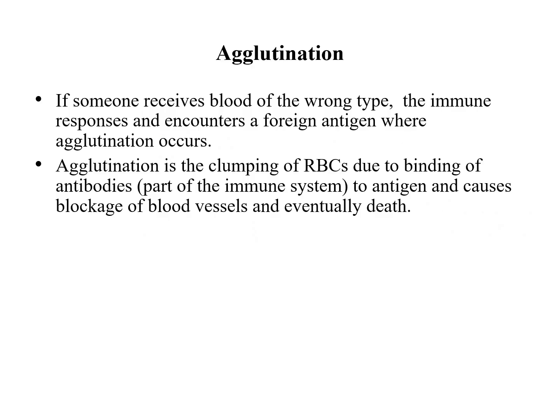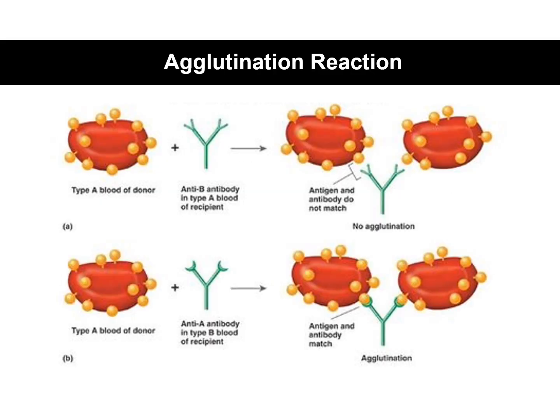Agglutination. If someone receives blood from a wrong or different blood group, the immune response encounters the foreign antigen and agglutination occurs. Agglutination is a clumping reaction of RBCs due to the binding of antibodies to antigens that causes blockage, or it can even lead to death. It is an antigen-antibody reaction in which the antibody cross-links particulate antigens, resulting in visible clumping. Agglutination of RBCs is known as hemagglutination.